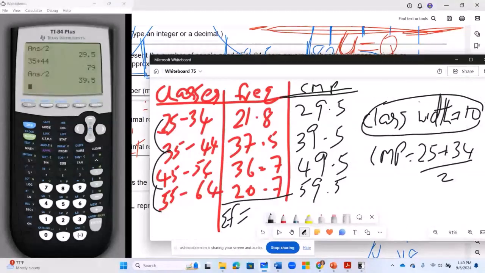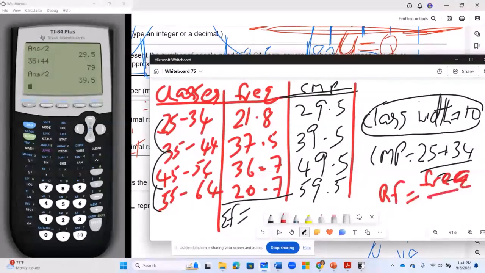And if I'm told to find the relative frequency of each class, let me come over here and do it. Remember, the relative frequency is the frequency of the class over the total frequency. Total frequency is sigma frequency. So what is the total frequency? I can add them up quickly.